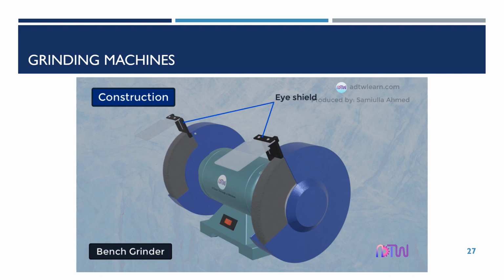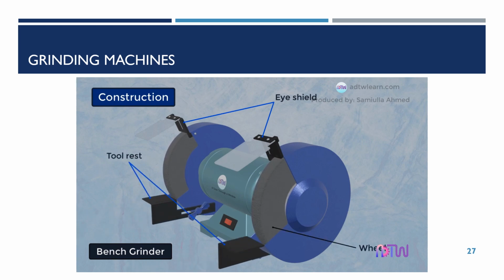Tool rest. Tool rest is also provided in front of the wheels to hold the workpiece while grinding. It should be tight and should be very close to the wheel to prevent the workpiece from slipping down.